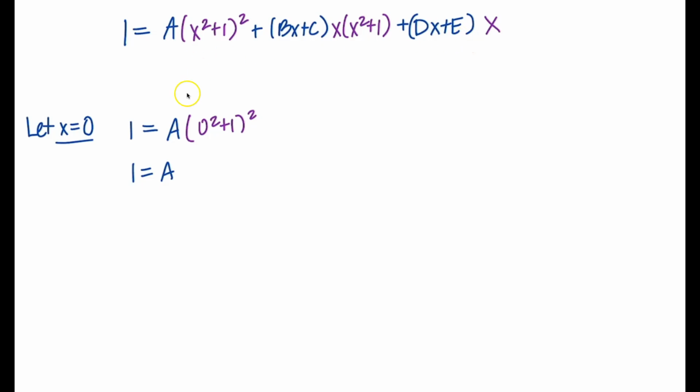All right, so in this equation, the left side, I can't substitute in 0, so it just stays 1. All these terms with just an x as a factor zero out, and then 0 squared plus 1 is 1, 1 squared is 1, so a is just equal to 1. Now, there's no value I can substitute into x squared plus 1, this irreducible quadratic, to make it zero out, so we're going to move forward with setting up a system of equations.